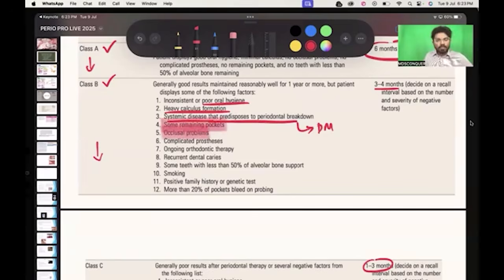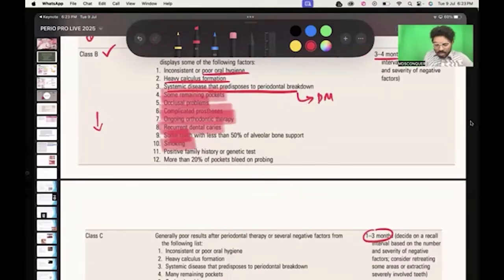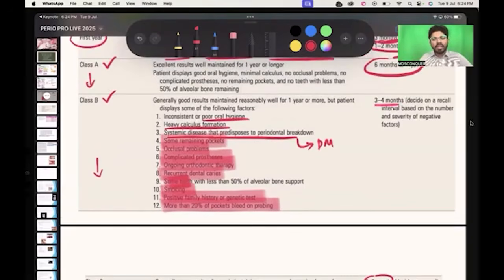Occlusal problems are there. Complicated processes are there. Orthodontic treatment is there. Recurrent dental caries is there. Some teeth have less than 50% of bone support. The patient is a smoker, has a positive genetic history, or more than 20% of pockets bleed on probing. So if the patient has any of these clinical categories, he will be dropped into class B.